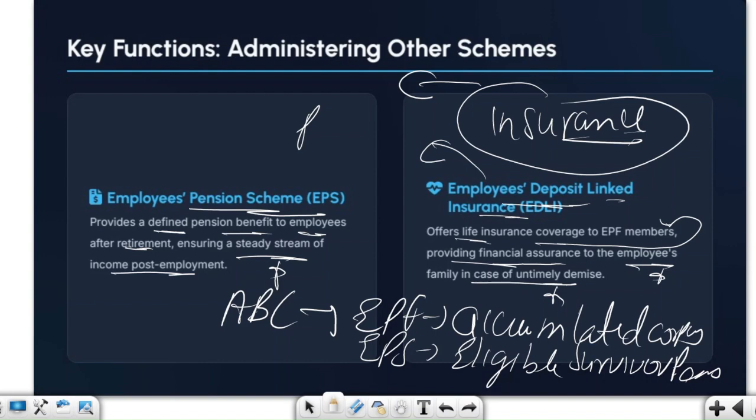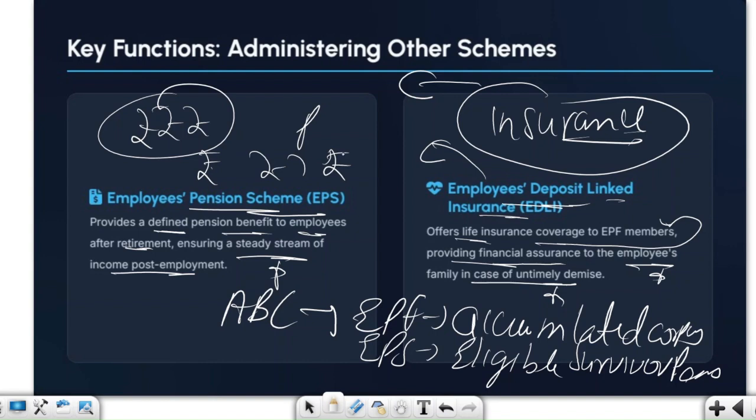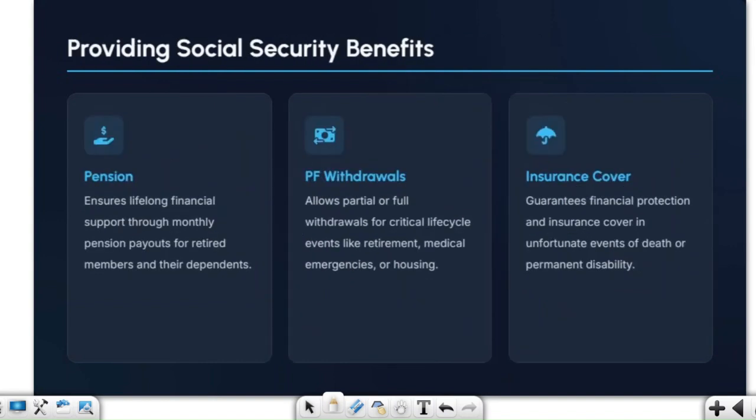So you understood this? What is EPF and what is EPS? You know that. See, EPF is about accumulating the amount and EPS is about distributing the amount monthly, or whatever periodically you have decided. Basically it is monthly, right? Understood? Now, it ensures lifelong financial support through monthly pension payouts for retired members and their dependents. So what we are doing here, we are providing some social security benefits in the form of pension, right?